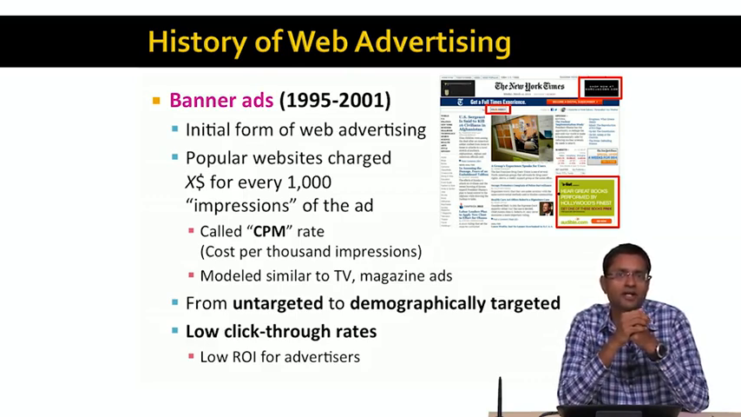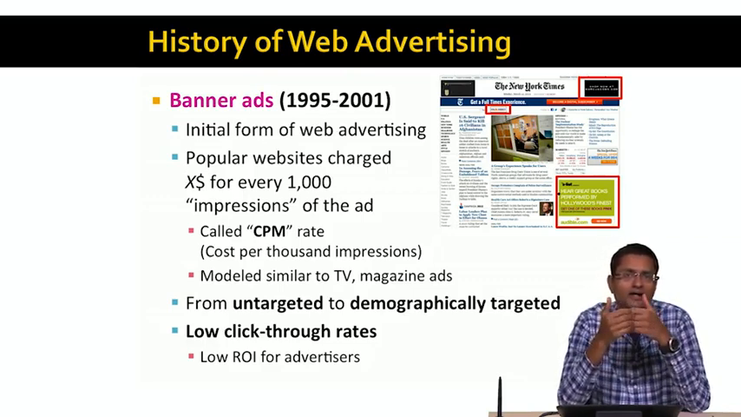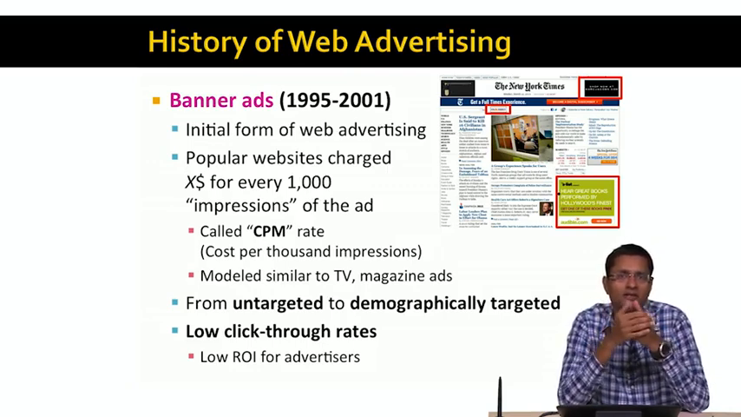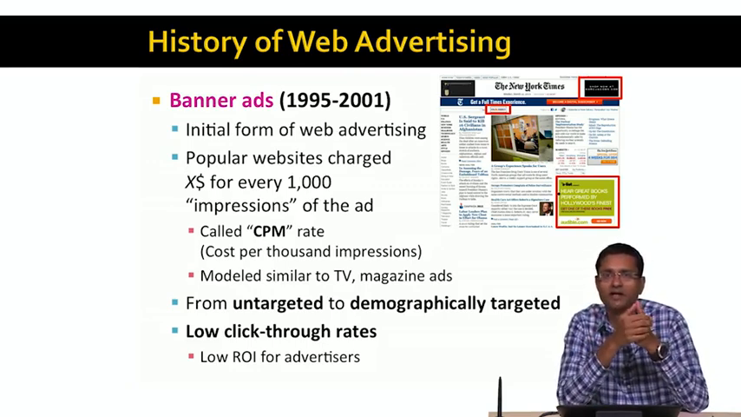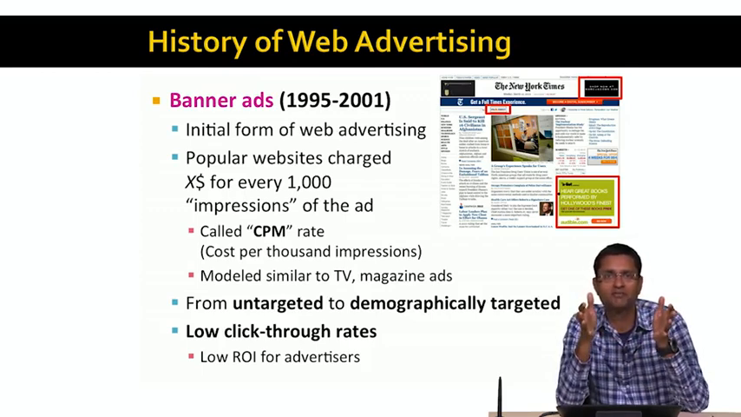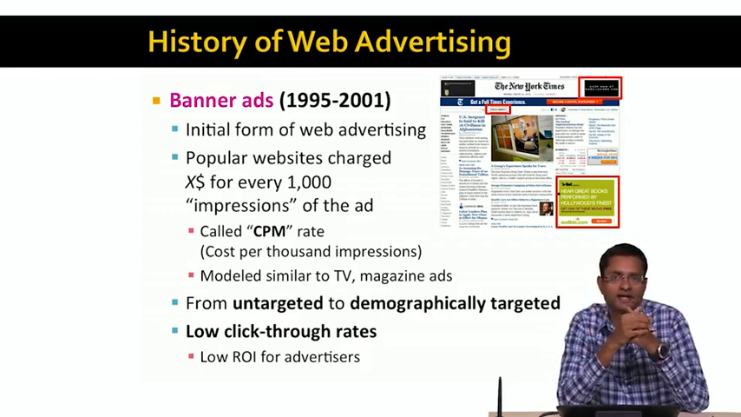This is a good initial model to start off with. But it doesn't really exploit a lot of information that we have available on the web that we don't have available on TV or in a magazine ad. In particular, these ads are very, very untargeted. So the same ad is shown to everyone who comes to a website or sees a particular page on a website. And so these ads, not surprisingly, perform really, really poorly.